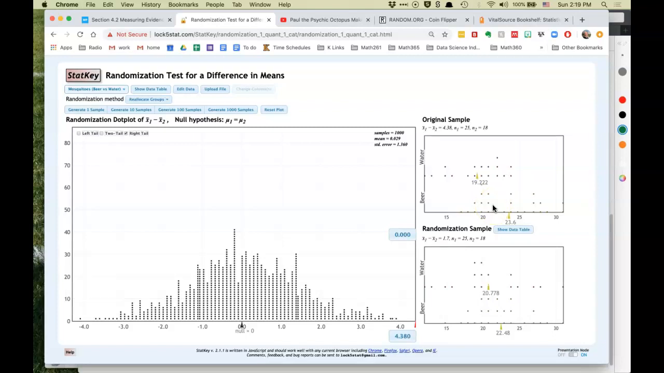All right, so I hope that's starting to give the idea. This is for difference in means. We'll look at other situations in the examples and try to get you comfortable using the StatKey for this so that you can get the intuition of this. All right? Thanks for listening and take care.